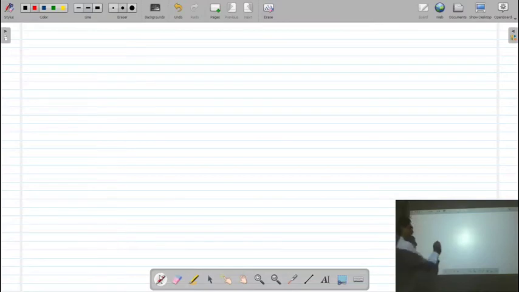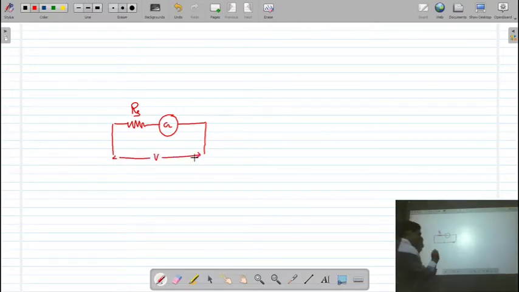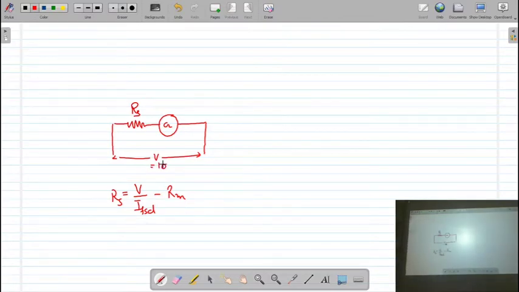So remember that here we have a galvanometer. The galvanometer is connected with the resistance Rs, and first of all let us see the DC voltmeter. Here my range of the voltmeter is V, correct? And just now I mentioned that the value of Rs is given by V by IFSD minus Rm. So suppose I am converting this DC voltmeter to a range of 10 volt, correct?